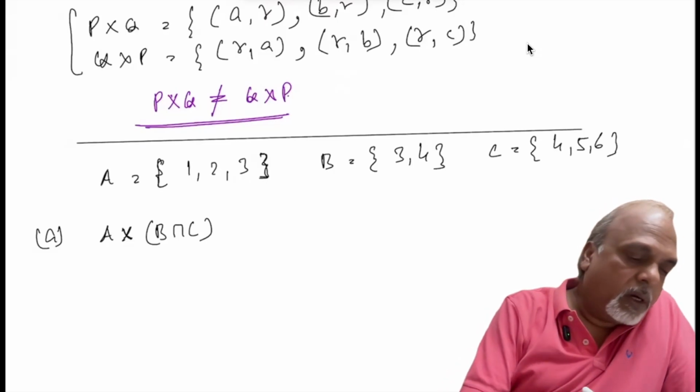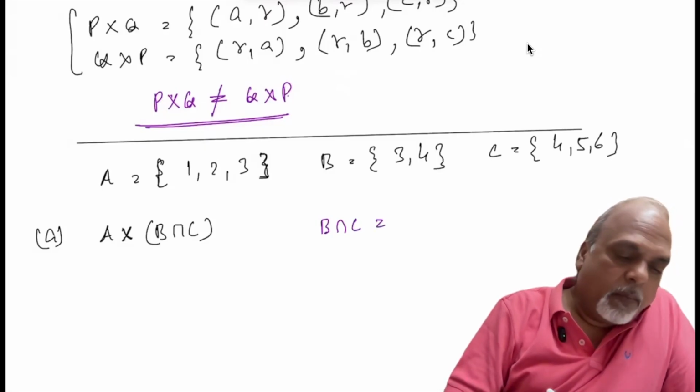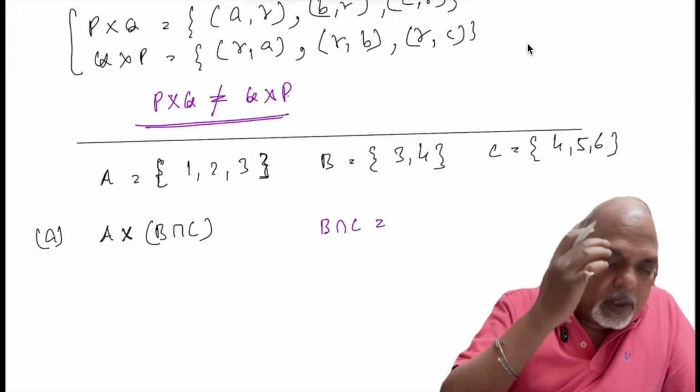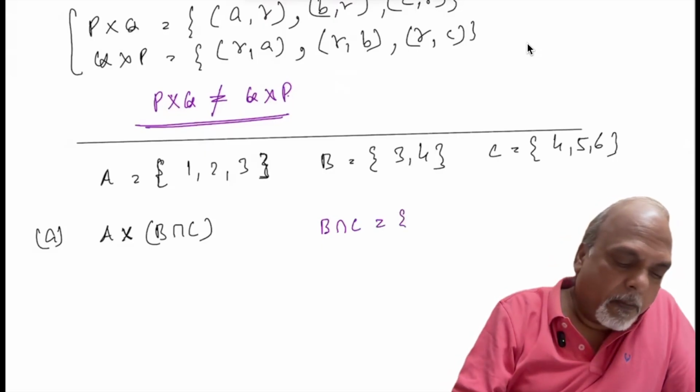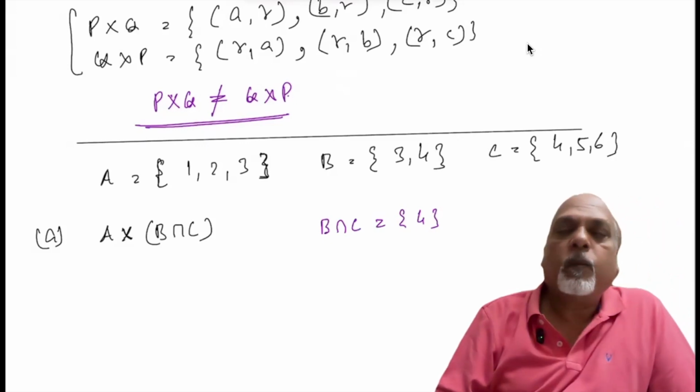For this, first of all, let us find out B intersection C. B intersection C, what is the common element between them? It is only 4. Correct?